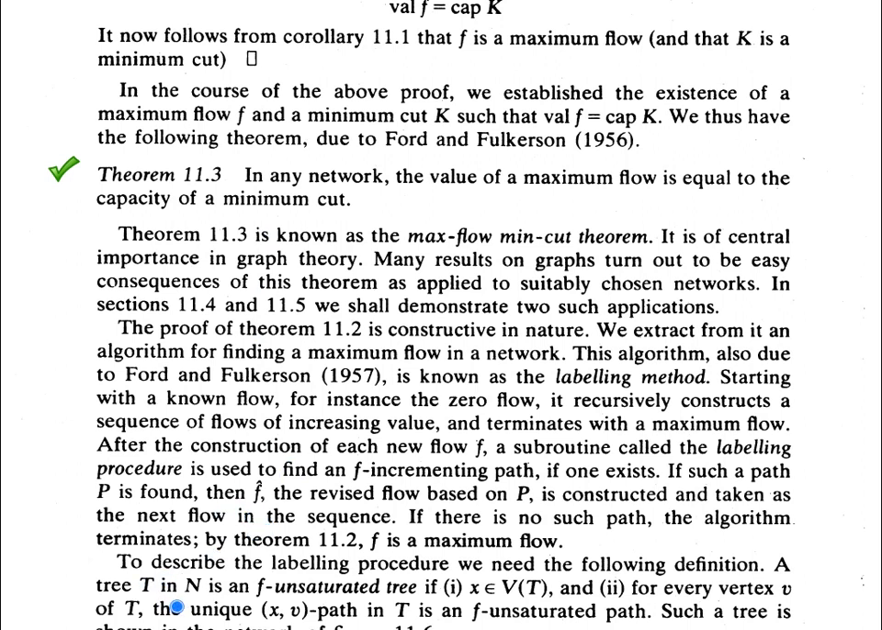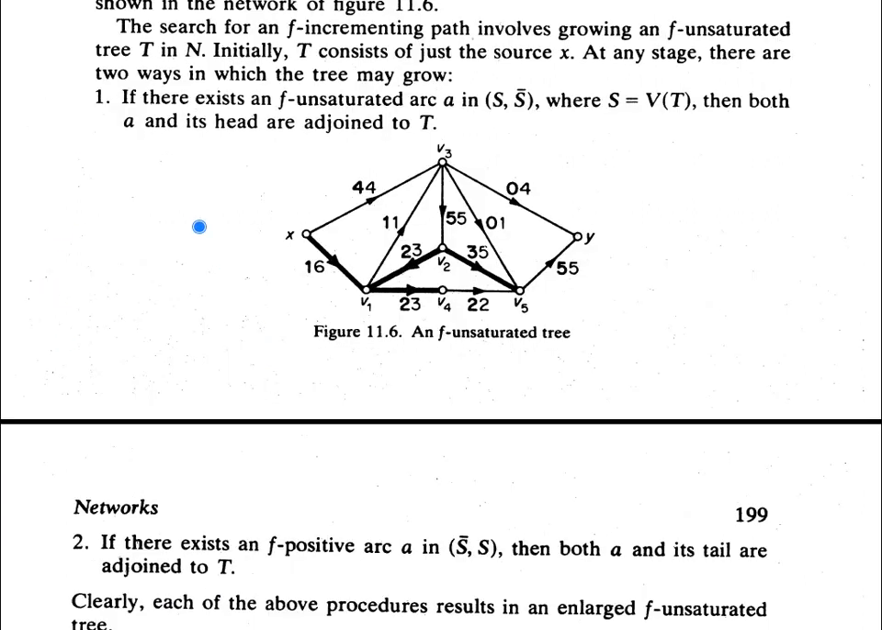A tree T in the network is an F unsaturated tree if the source belongs to its vertex set, and for every vertex V, the unique X-V path in T is an F unsaturated path. So we want to reach all vertices in this way. Such a tree is shown here. Let's see how we do now. We grow an F unsaturated tree in this way. Initially, T consists just of the source X.